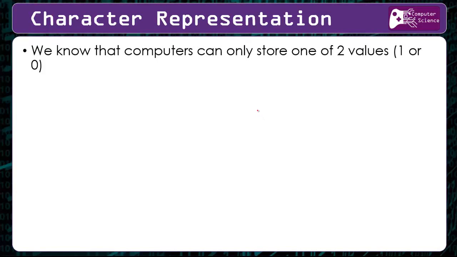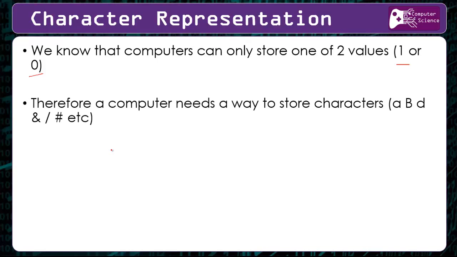Okay, as you know, computers can only store one of two things: on or off, true or false, or as we normally refer to them, ones and zeros. However, as you know from using computers, it doesn't look like that on the screen. You obviously have lots of different characters, so the letters A to Z, question marks, ampersands, brackets, things like that.